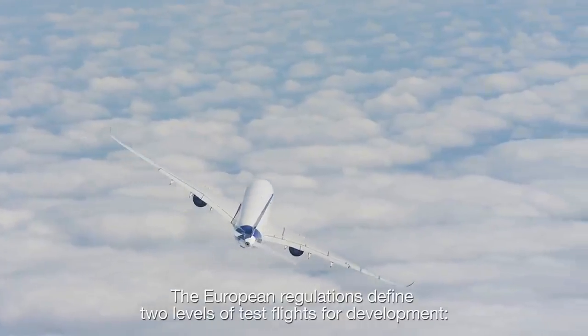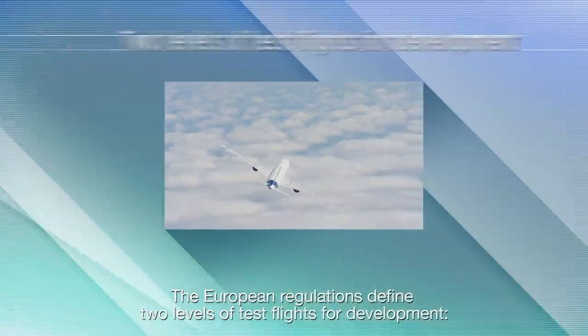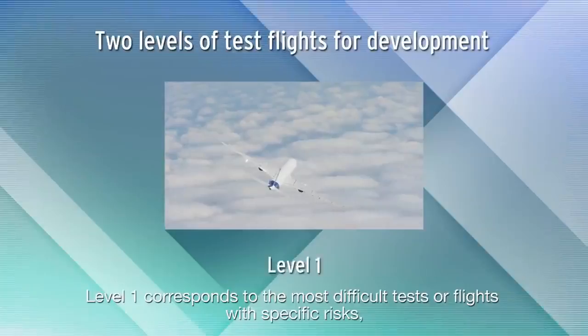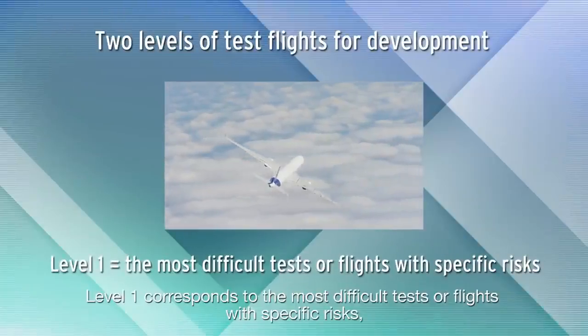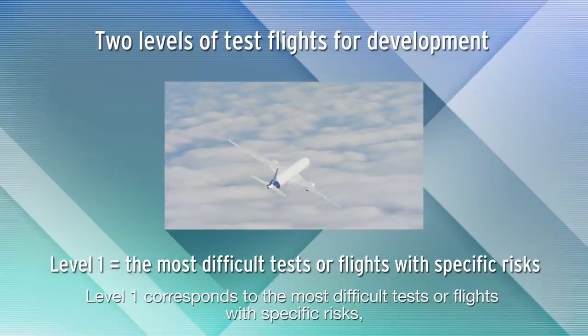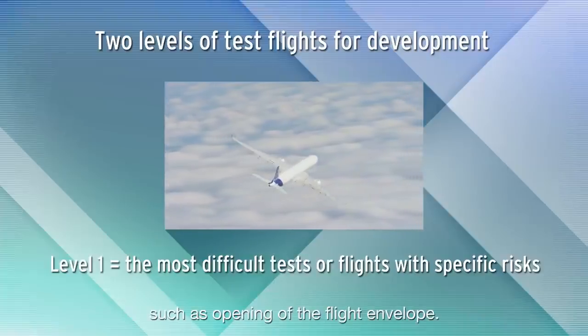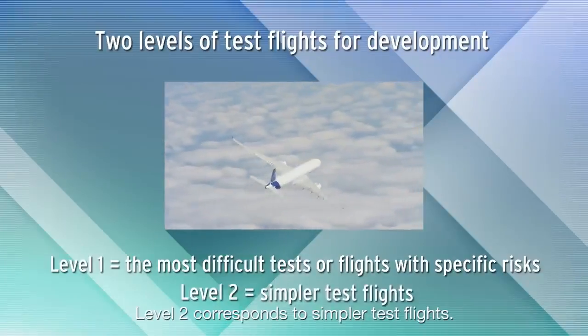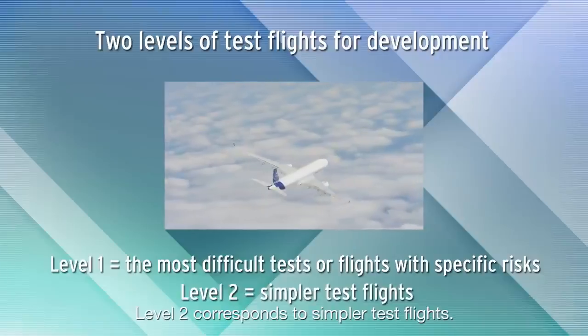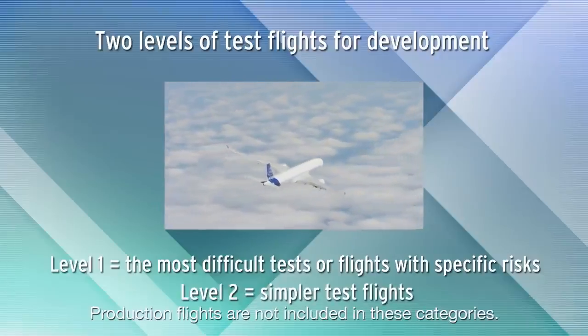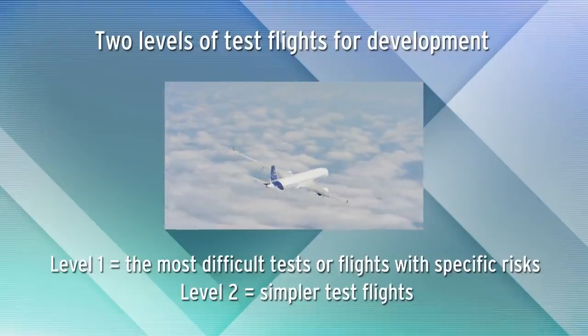The European regulations define 2 levels of test flights for development. Level 1 corresponds to the most difficult tests or flights with specific risks, such as opening of the flight envelope. Level 2 corresponds to simpler test flights. Production flights are not included in these categories.